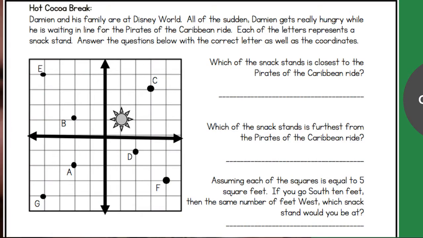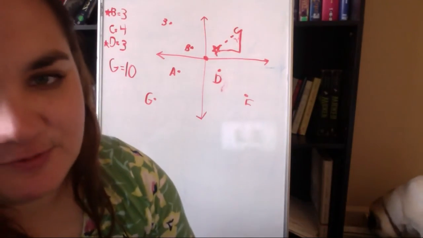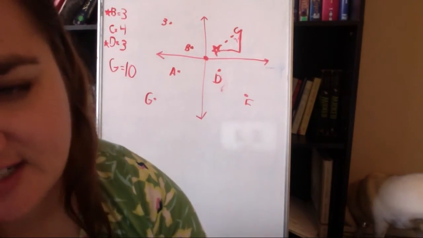Number 2, which of the snack stands is furthest from the Pirates of the Caribbean ride? I'm going to guess G, but let's count it out together. 1, 2, 3, 4, 5, 6, 7, 8, 9, 10. So G is equal to 10 spaces away. Some students actually like to calculate all this before they get started. I don't really like to do that. I like to count it as I go.